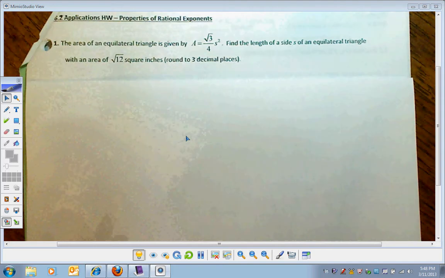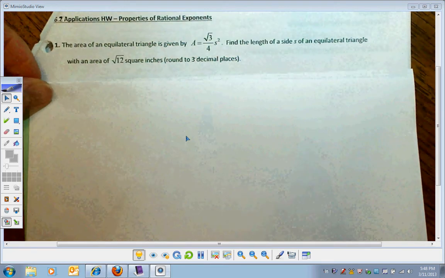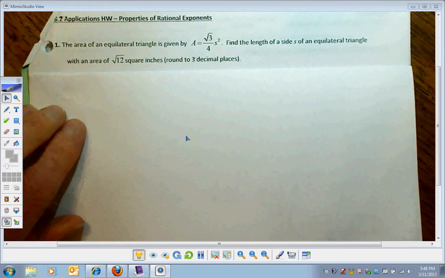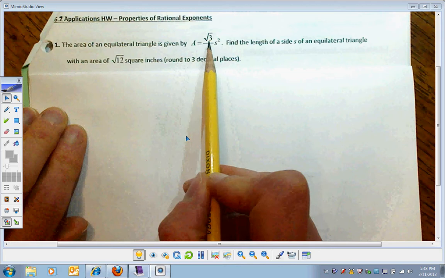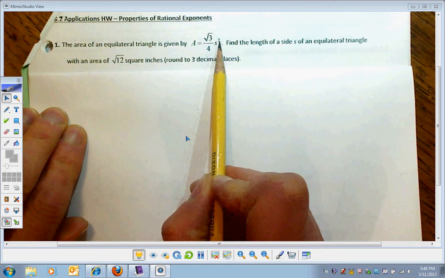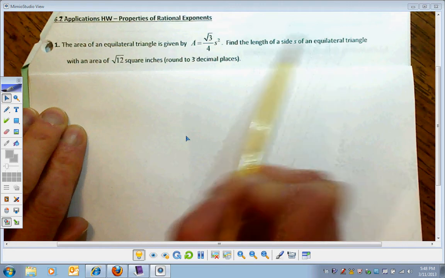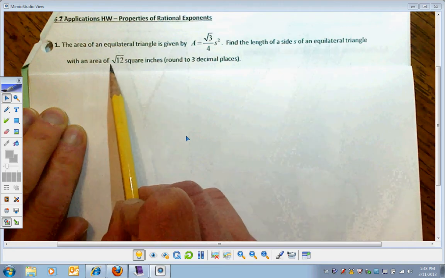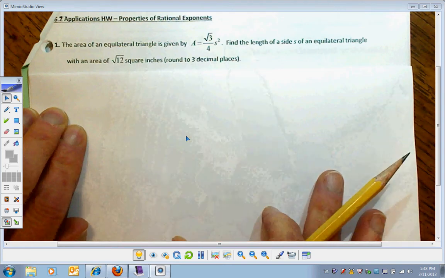Let's look at another problem that deals with radicals. So here we're talking about the area of an equilateral triangle, which is given by the formula A is equal to the square root of 3 divided by 4 times s squared. Find the length of the side s of an equilateral triangle with an area of square root of 12 square inches and round to 3 decimal places.